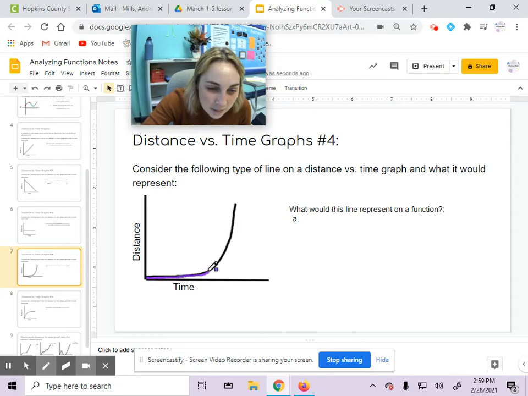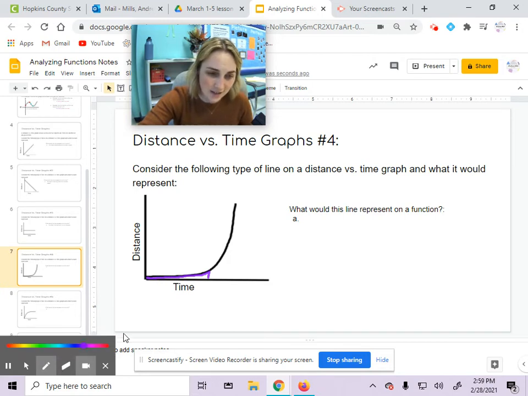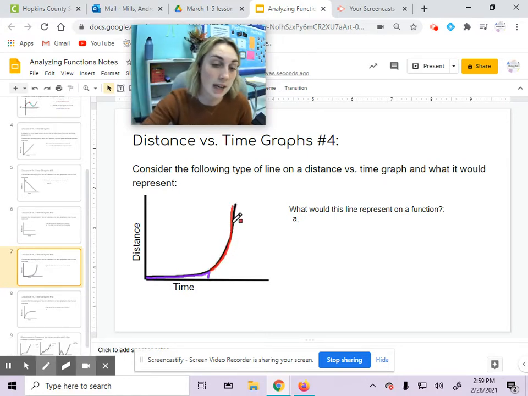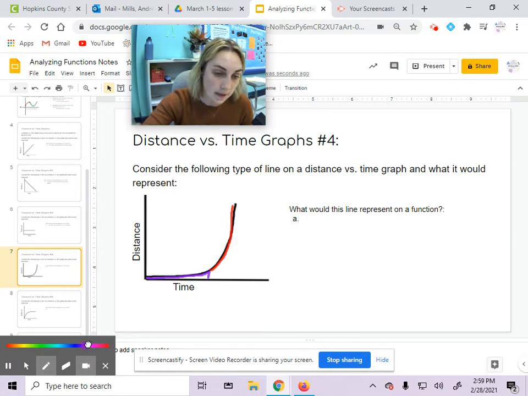Let's go up a little bit and let's stay there. So as time increases, distance is kind of very slowly increasing. We are slowly getting farther away from our original standing point. But as soon as we get to like here, something changes. We are getting much farther away at a much faster rate. So let's say, for example, this is 0. Let's say this is around 10 minutes.